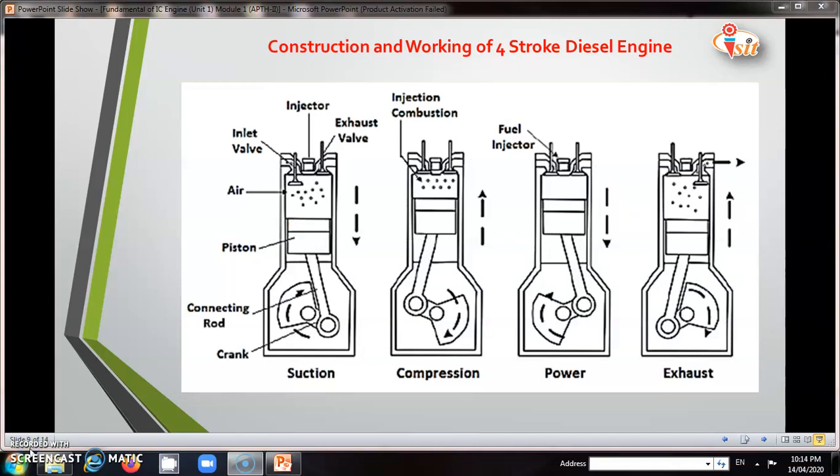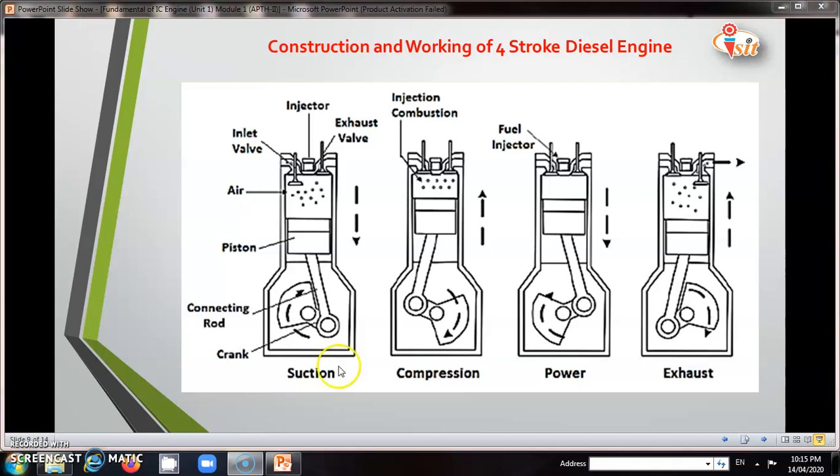The next point is the construction and working of the 4-stroke diesel engine. Again, the strokes are the same: the first is the suction stroke, the second is the compression stroke, the third is the power stroke, and the fourth is the exhaust stroke. The basic difference between SI and CI engines is that at entry only air enters in the diesel engine, but in the petrol engine a mixture of air and petrol comes inside.